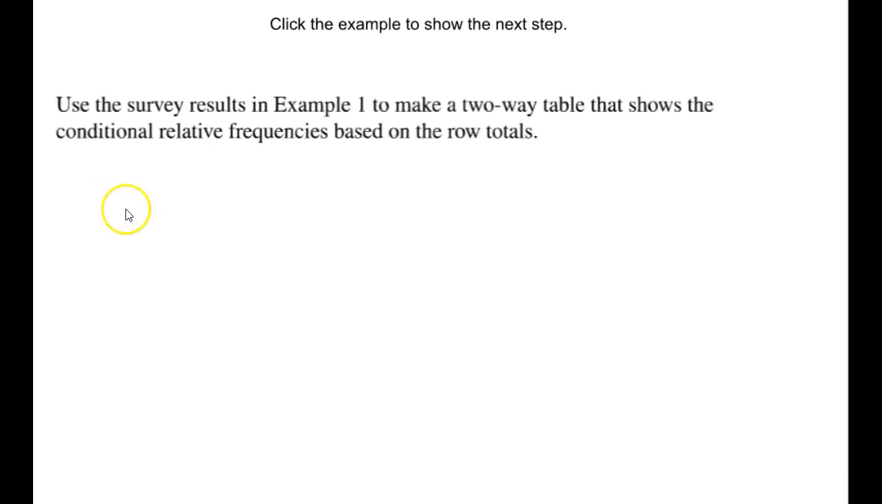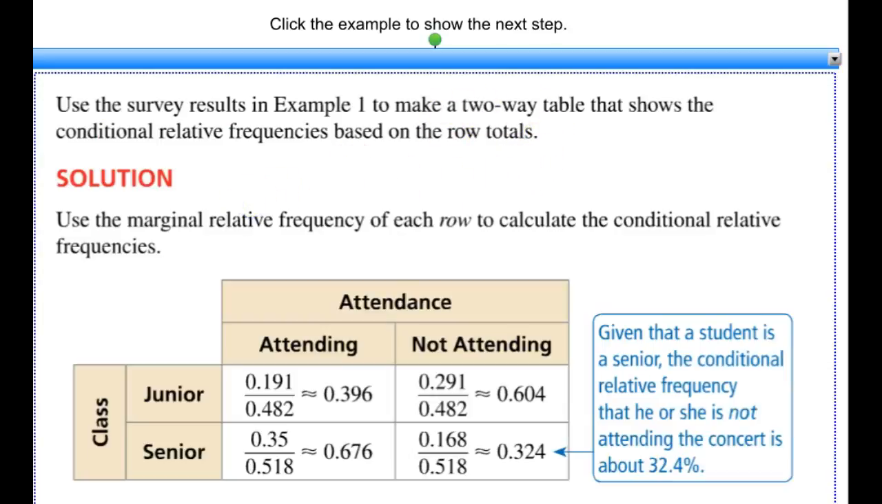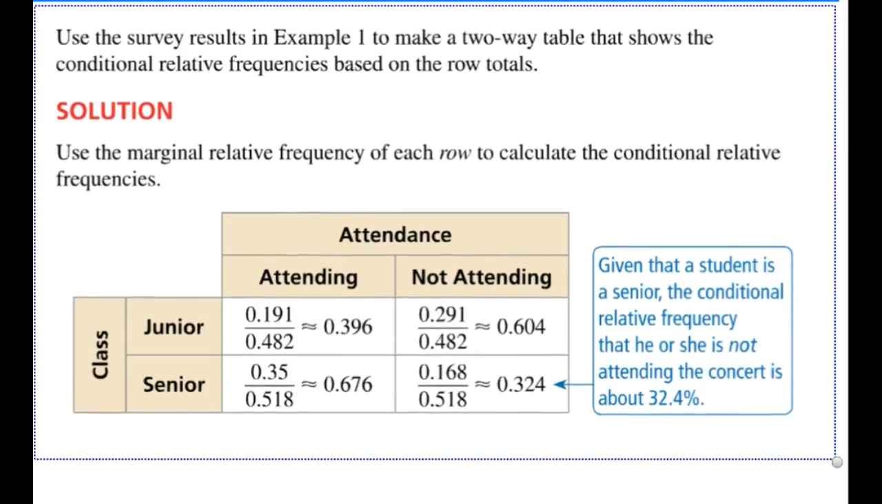So now we're going to look at this next example. Use the survey results, the same survey results, to make a two-way table that shows the conditional relative frequencies based on the row totals. So here when we're talking about conditional relative frequencies, we have to know if we're looking at rows or if we're looking at columns. So I start with what I had before.